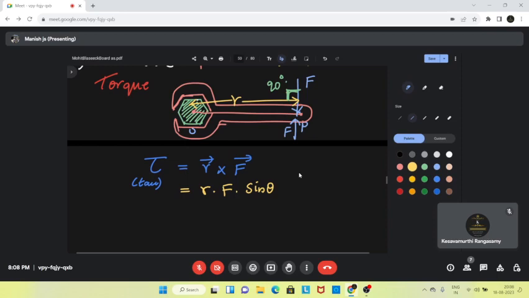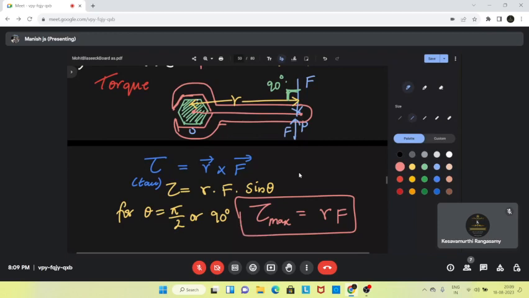With minimal effort you can do the job, instead of applying a greater force, you apply a lesser force, and you can do the work. Okay, so that's the basic idea of torque. So tau is equal to r f sin theta, and for theta is equal to pi by 2 radians or 90 degrees, torque is going to be maximum, so that is the maximum condition for torque. Tau max is equal to r into f.